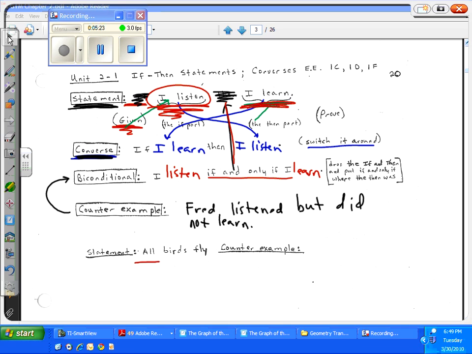Counterexamples are something that prove a statement wrong. The statement all birds can fly, if you assume that a penguin is a bird. A counterexample to that would be a penguin. That's with the assumption that a penguin is a bird. Okay?